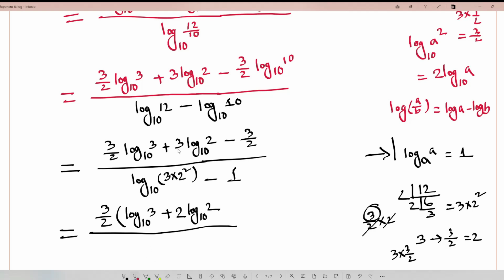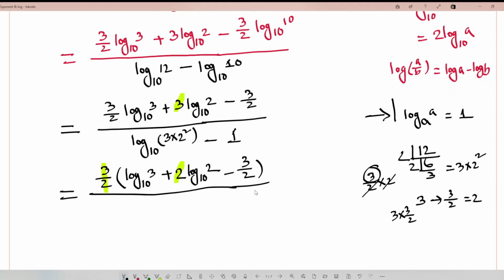Do you understand this one? Here is 3, but we will write 2 because we are taking common 3 by 2 from 3, therefore here is 2, and here is minus 1 because we already took common 3 by 2, and here we can write log base 10 3 plus log base 10 2 square minus 1.